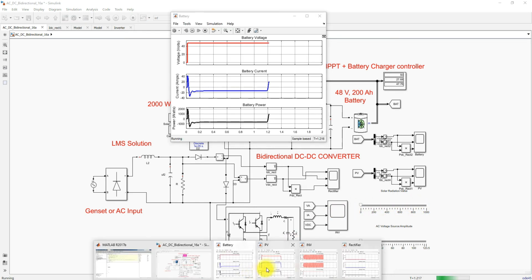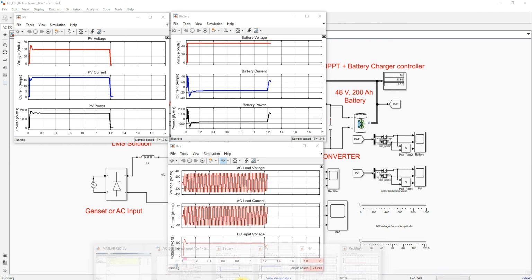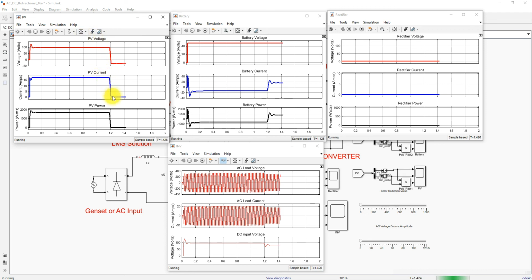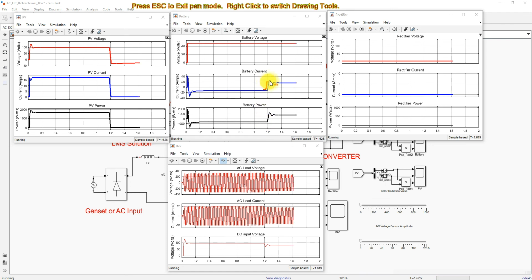Now I change the irradiation of PV to 0. Now we can see that the PV power comes to 0 because irradiation goes to 0. Here you can see the power is 0, and the battery current changes from negative to positive, so that means it goes into discharging mode.